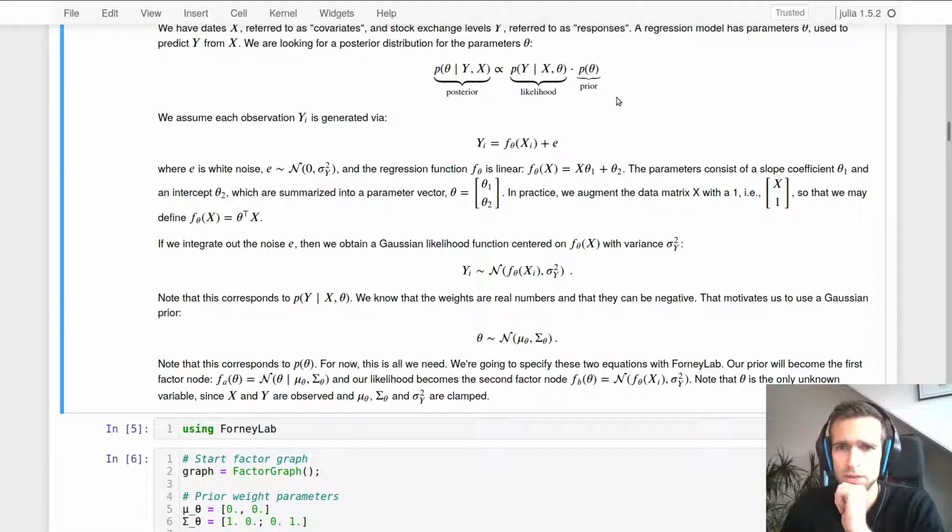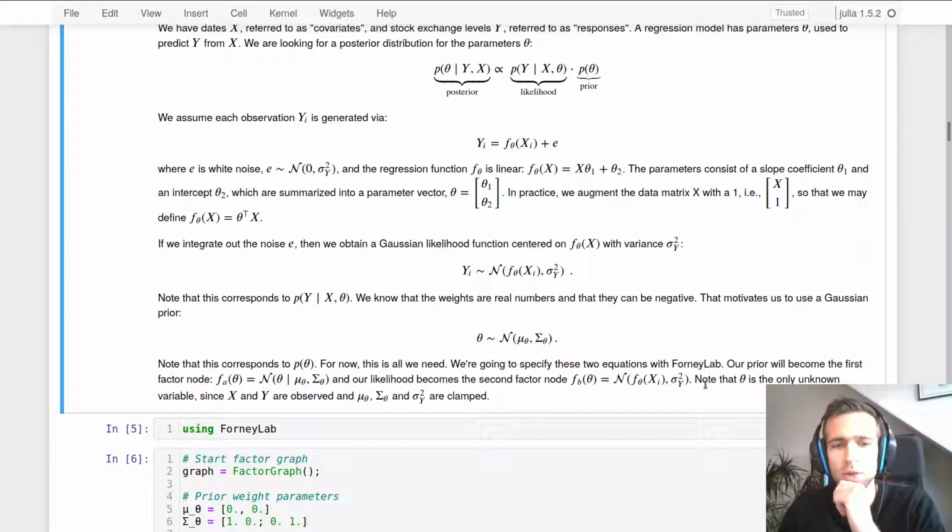For now, this is all we need. Those are the two components in our model. To cast this in ForneyLab, we're going to start a factor graph, and then we're going to define a factor node f_a of theta, corresponding to the prior, and a second set of factor nodes f_b of theta corresponding to the likelihood part. I say set of factor nodes because we're actually performing a number of operations here. We have the clamped variable x_i, then we have the dot product with the unknown variable theta, and then we get the response y_i. And we also have this clamped noise variance parameter.